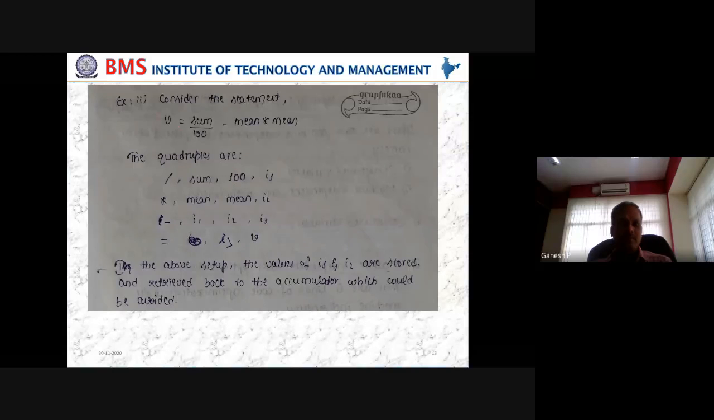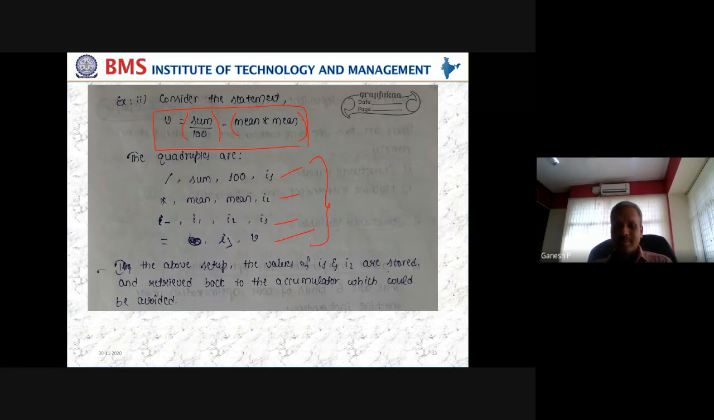Take our example of variance, which is defined as variance is equal to sum by 100 minus mean into mean. You all know that these are the quadruples for it. Any doubts here? Please let me know. We have computed division, sum by 100, I1, mean into mean, multiplication, mean into mean. Then left hand side minus right hand side. Where is left hand side? I1 here. Where is right hand side? I2 here. I1 minus I2, I3. We got the result. Absolutely no problem, we got the result.